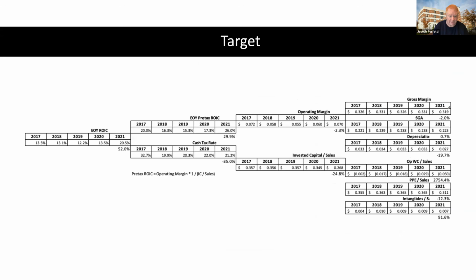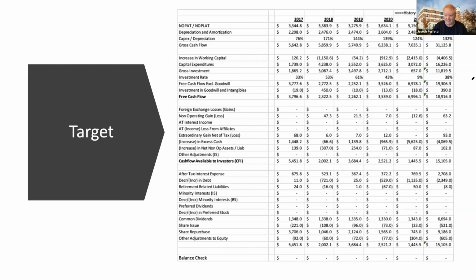All right, one more example. Let's look at Target CFI. 4 sections, as I said, we start out with free cash flow. Target's free cash flow was $18.9 billion. Why was it $18.9 billion? Because they generated $31.1 billion of gross cash flow, and they reinvested $11.8 billion back in the balance sheet, an overall rate of reinvestment of 38%. They had negative $4.4 billion of working capital, $16.2 billion of CapEx. So that's how they got to the $11.8 billion of gross investment. Target spent a trivial amount on acquisitions, $390 million, getting $19.3 billion, became $18.9 billion of overall free cash flow.